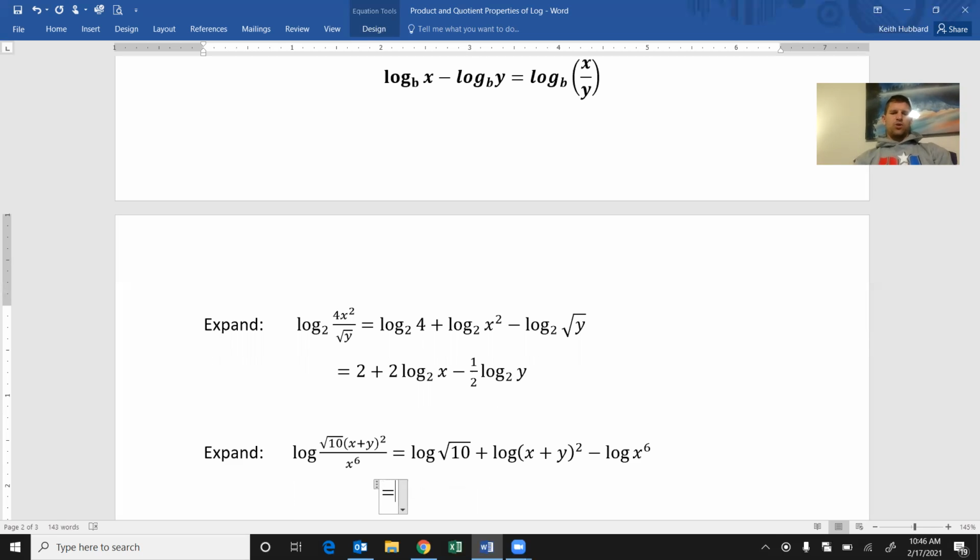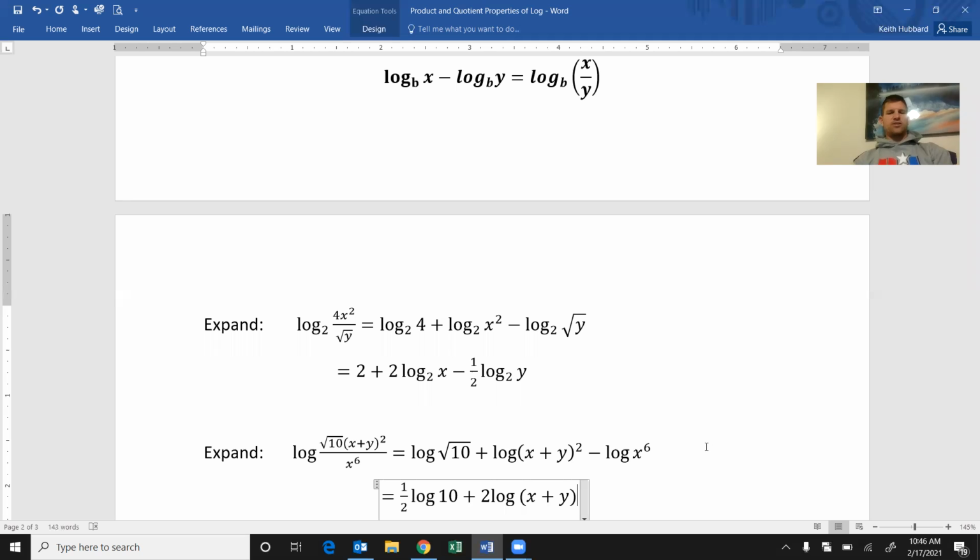The next step is pulling those powers out. So this is 1/2 log of 10. Now you might say, I know that log base 10 of 10 is 1, so you could just write that as 1/2 times 1 right now, but I'm going to wait till the next step. Plus 2 log of (x plus y).